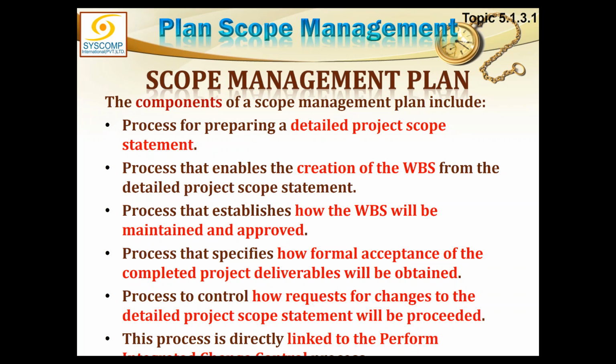Next, the process to control how requests for changes are to be detailed. So how the scope changes are to be processed, who can move them, is also defined in the scope management plan. And finally, this process is directly linked to the perform integrated change control process. What does perform integrated change control do? It receives all the change requests and processes them. So scope is directly impacted by that, and the plan has to define how all the changes will get to integrated change control.